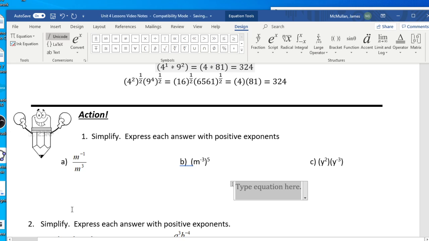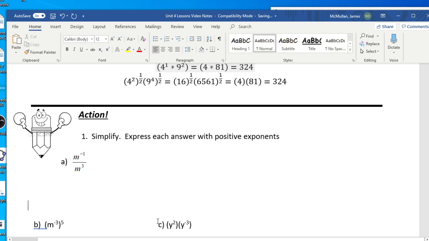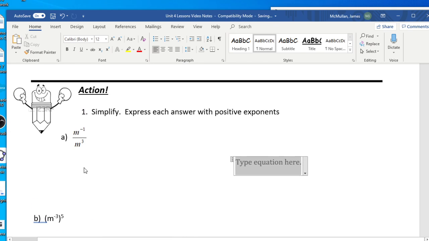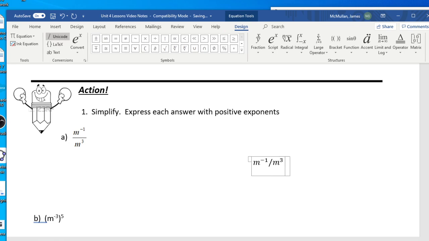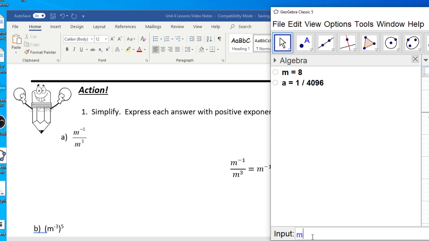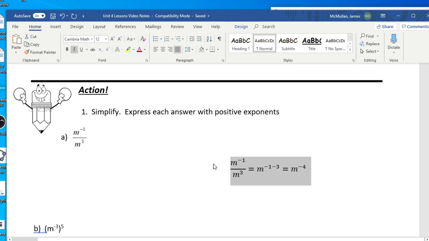So I know how to do this. All I have to do for this one, m to the negative 1 divided by m cubed, is simply equal to m to the power of negative 1 minus 3, which is m to the power of negative 4. So I'm going to go back over here, type m to the power of negative 4, and I notice that the answers are the same. Now when I press Control R in GeoGebra, it generates a new random number. And you can see that no matter what random number it picks, the two values are the same, so I know my answer is good.